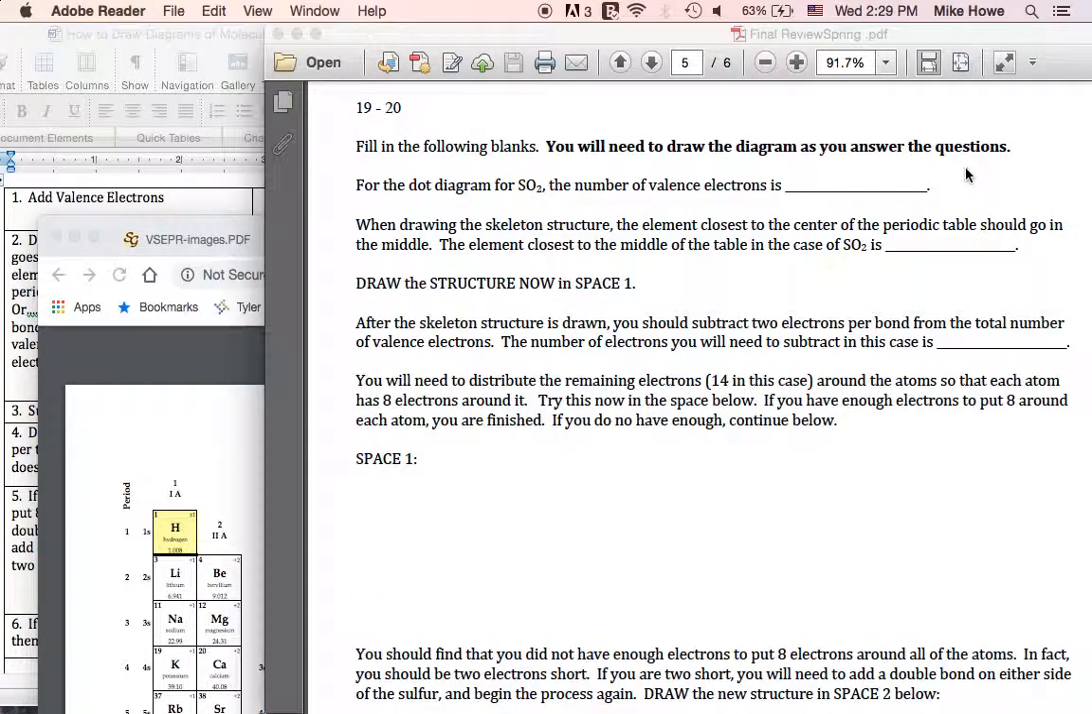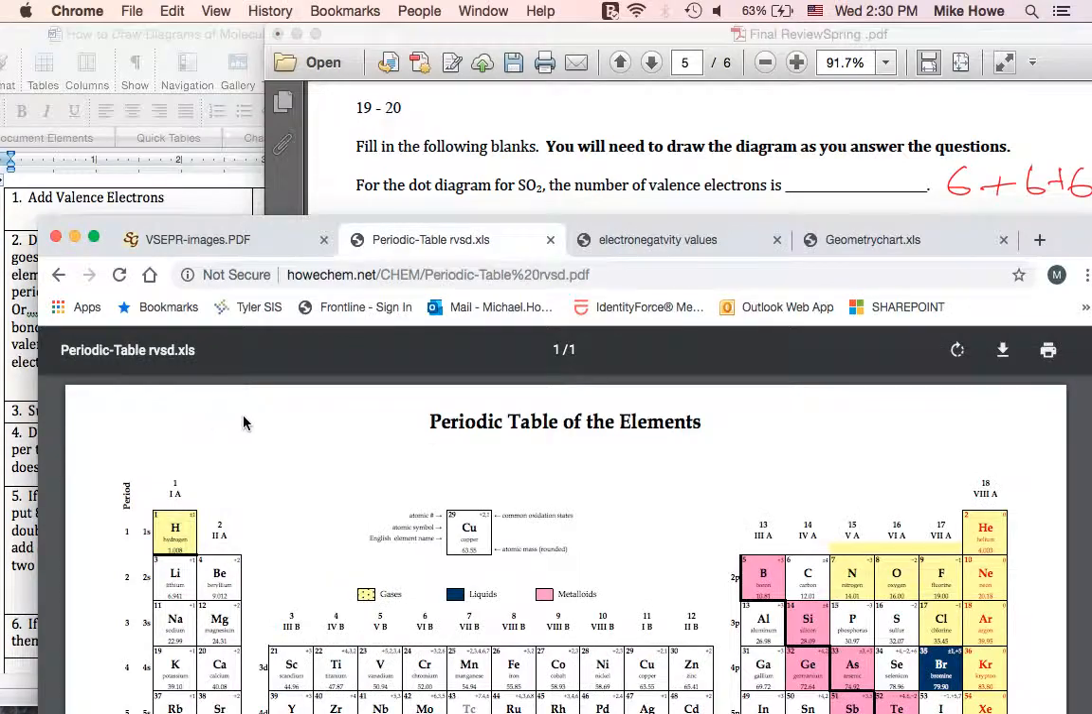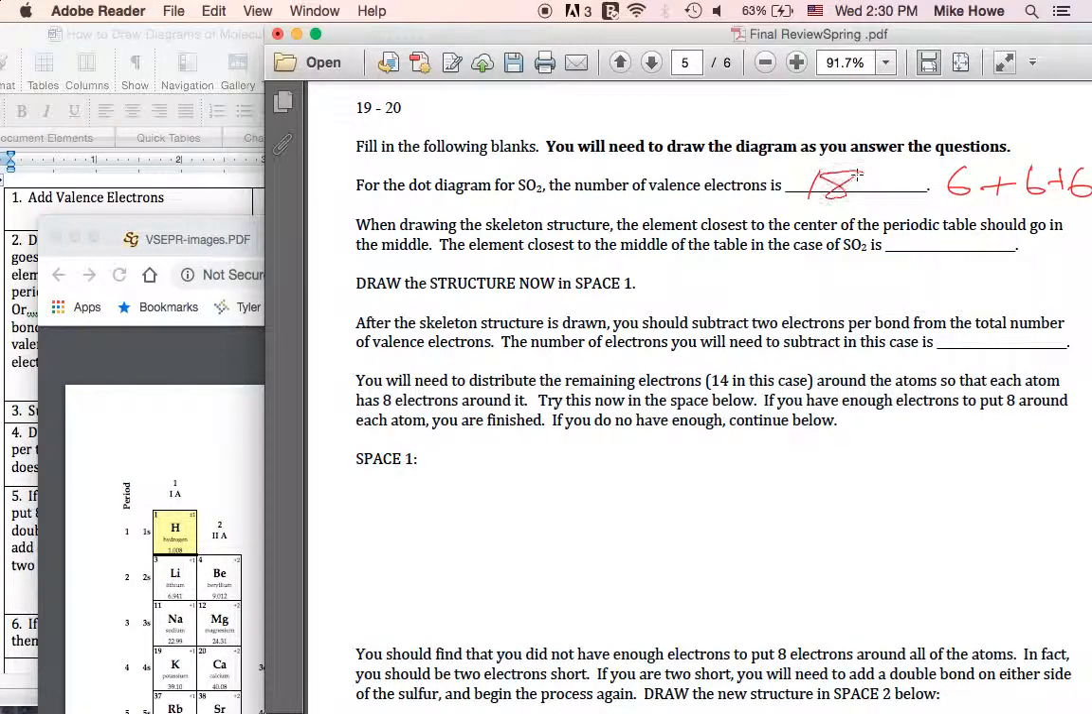So really you're looking at 6 plus 6 plus 6. And once again, that was for the sulfur having 6 and each oxygen having 6. So our total number of valence electrons is how many? Looks like 18. So we got 18 valence electrons.